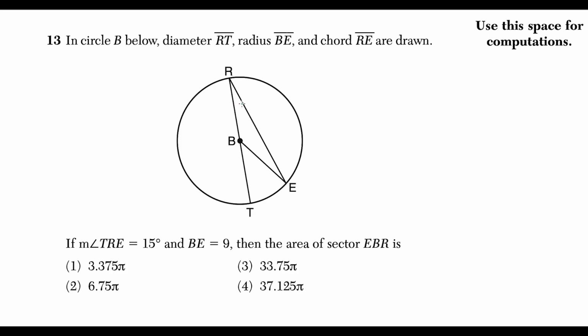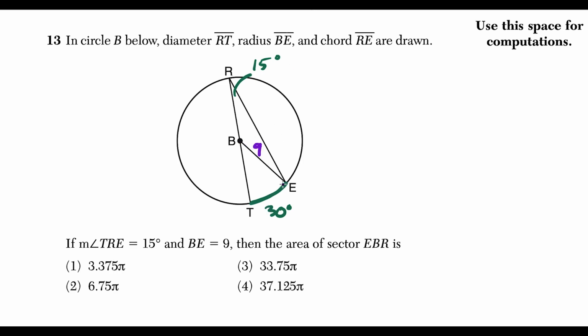So it passes through the center. BE is a radius and chord RE is drawn. So we have the measure of angle TRE. That's this inscribed angle over here. That angle is 15 degrees. So what that tells me right away is that this arc, I should say, is 30 degrees, because just know the measure of an inscribed angle is equal to half the measure of the arc that it intercepts. And we're told that BE is 9 units long.